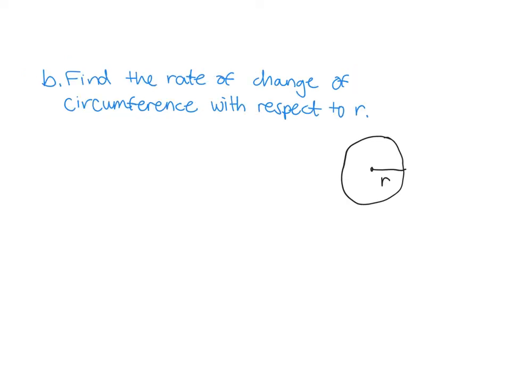Now there is a part B for this. It says find the rate of change of circumference with respect to r. So we still have our circle with radius r that is expanding. So right now I would like you to pause the video and see if you can come up with the solution yourself.